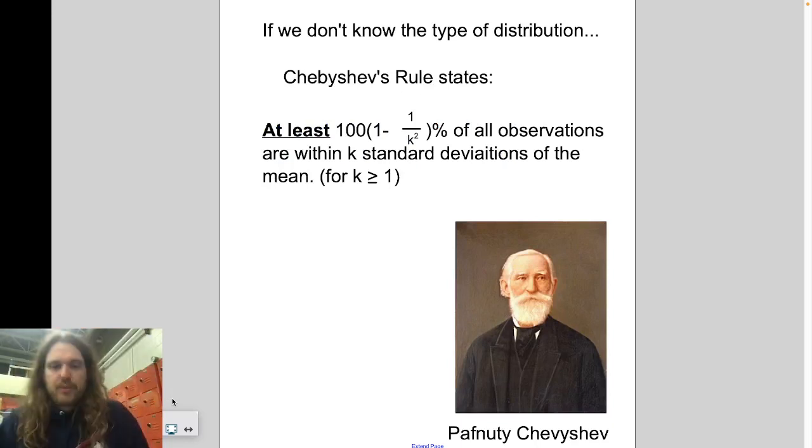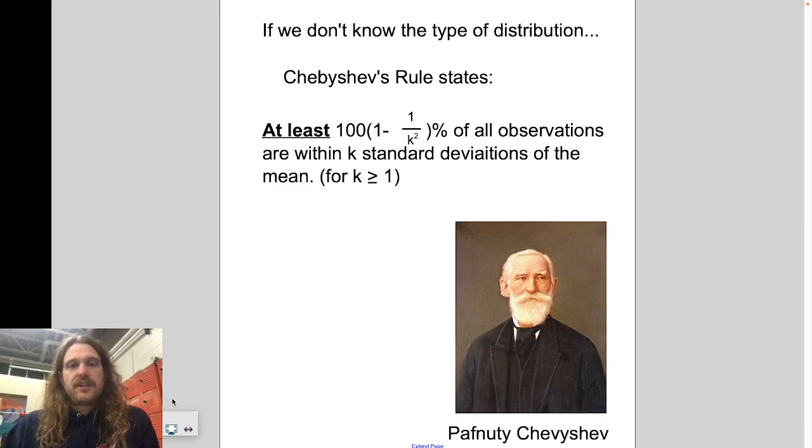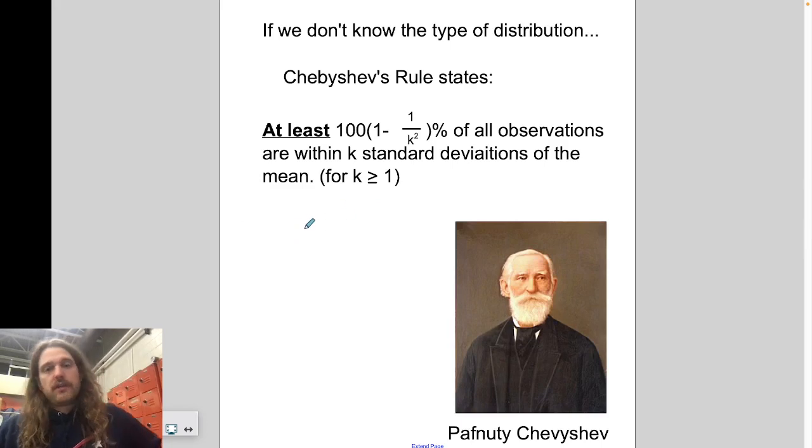This guy's name, I'm going to butcher it. It's Pafnuty Chebyshev. So this is Chebyshev's rule. And it states that at least 100 times 1 minus 1 over k squared percent of all observations are within k standard deviations of the mean. So if you want to know for any distribution how much of the data should fall within, say, k equals 2 standard deviations, well, I can tell you how much.